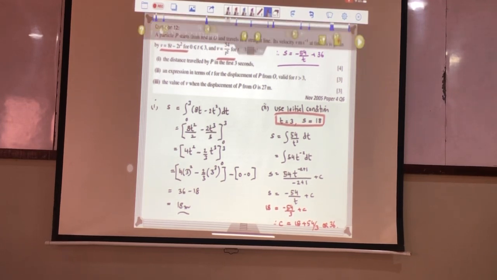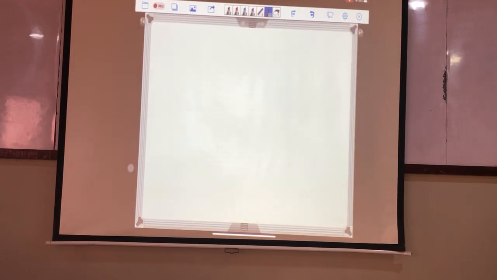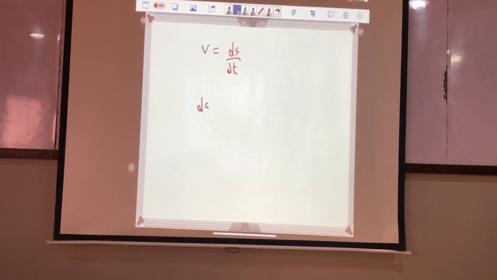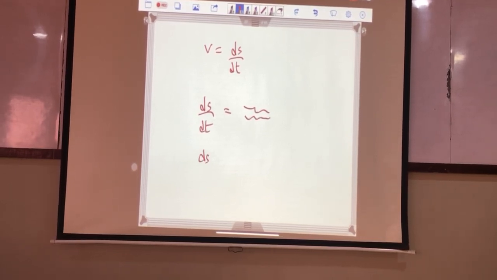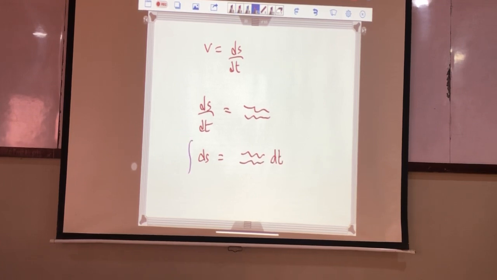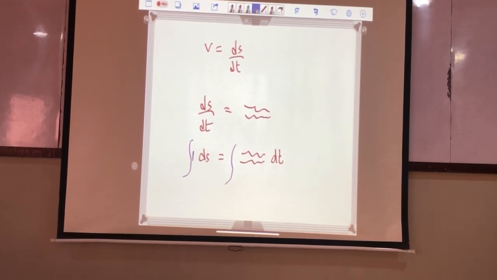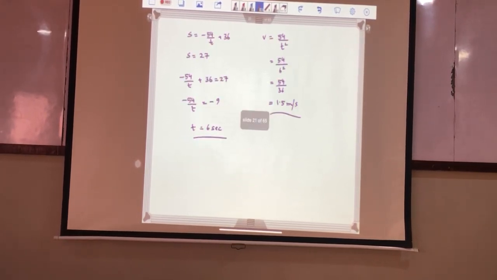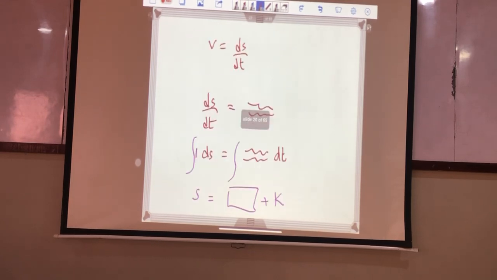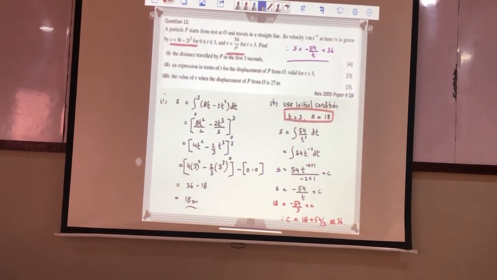Let me rewrite it. What are you saying? Velocity is ds by dt. Therefore, ds by dt is some expression. Therefore, ds is some expression multiplied by dt. Integrate both sides. What happens? Over here you get s and you get something plus a. That is the knowledge that is being applied in this one.